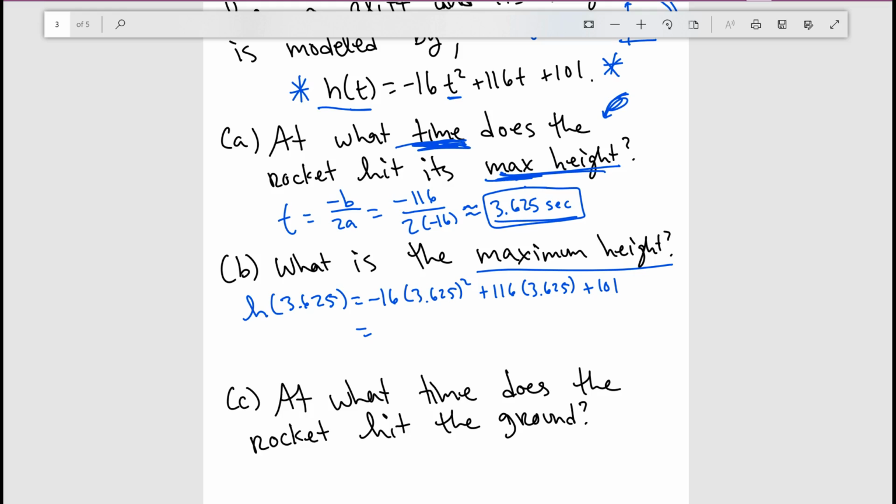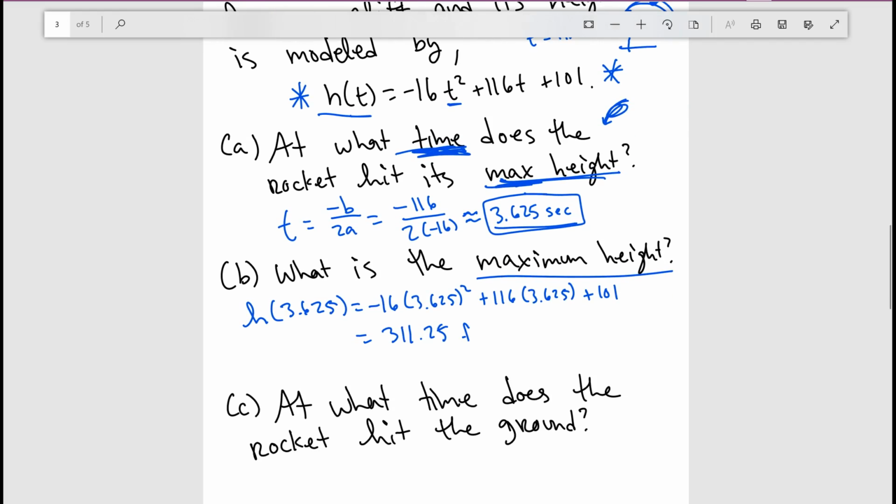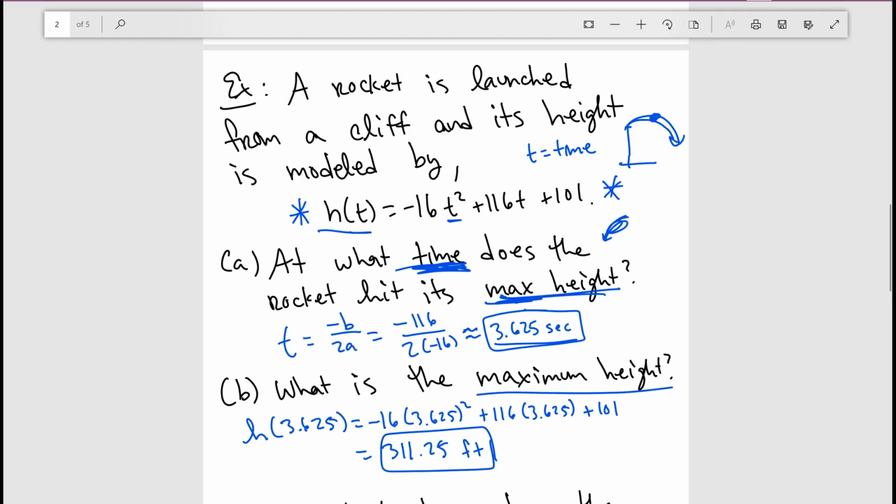So let me plug in all of these numbers. Negative 16 times 3.625 squared, plus 116 times 3.625, plus 101. And I ended up getting 311.25. I don't know quite what this is. It might be feet, I think. I don't know. Maybe feet. All right, so that's what we ended up getting.